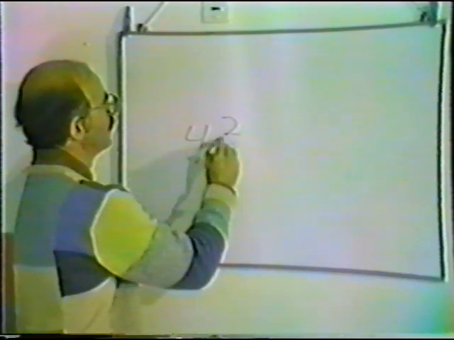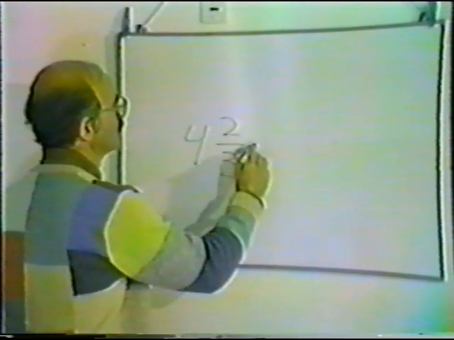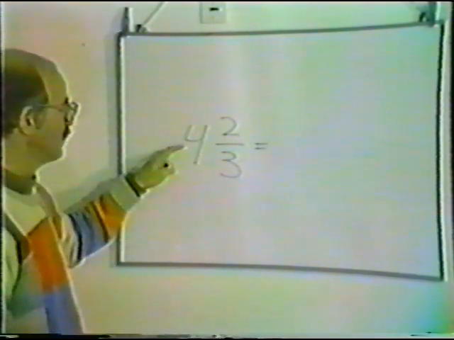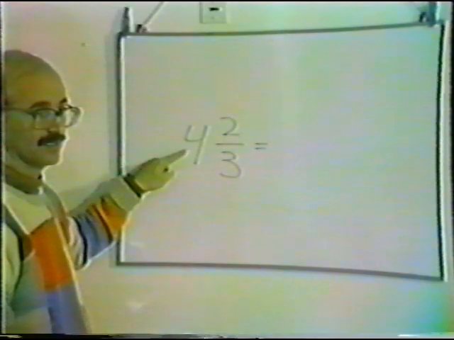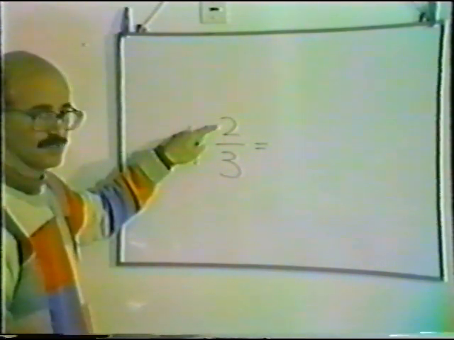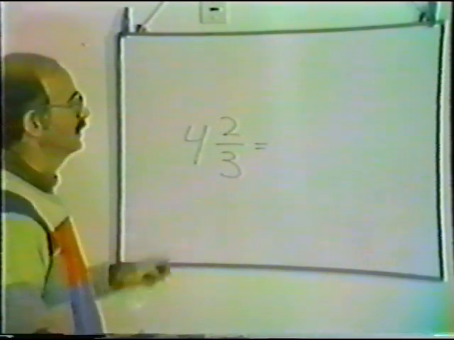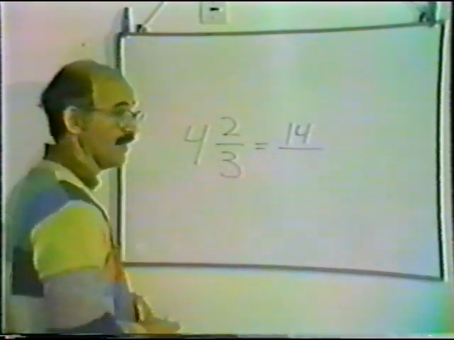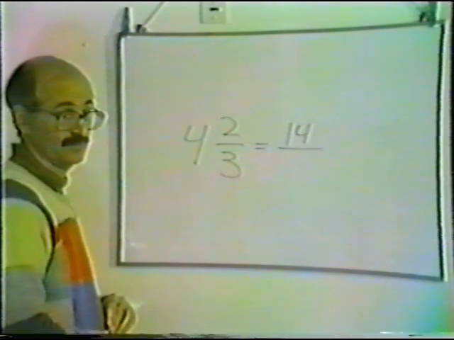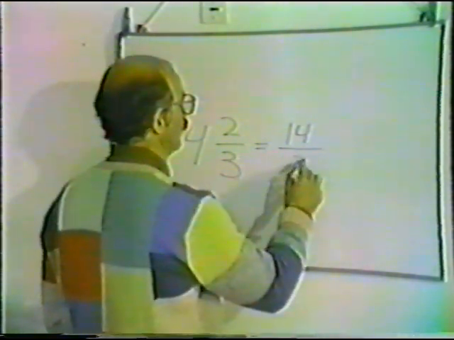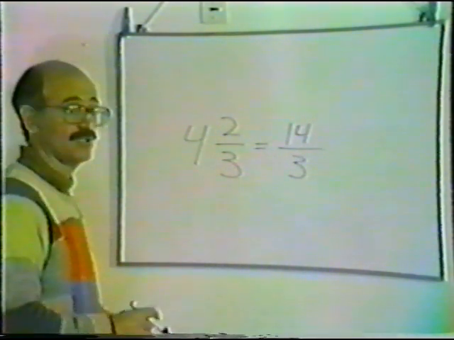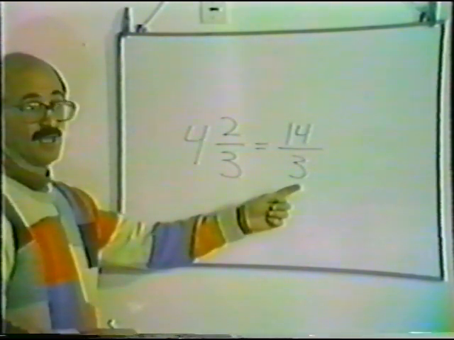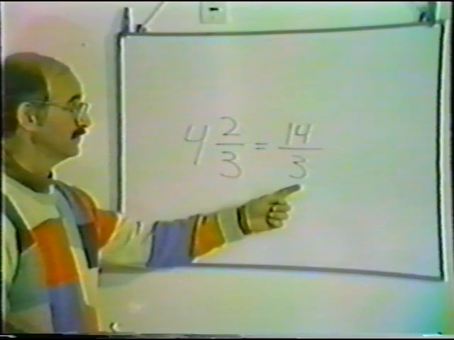4 and 2/3. We say 3 times 4 is 12, plus 2, 14. 14. And what kind of pieces are they? 14 what? Thirds. 14 thirds. And that's how to change a mixed number into an improper fraction.